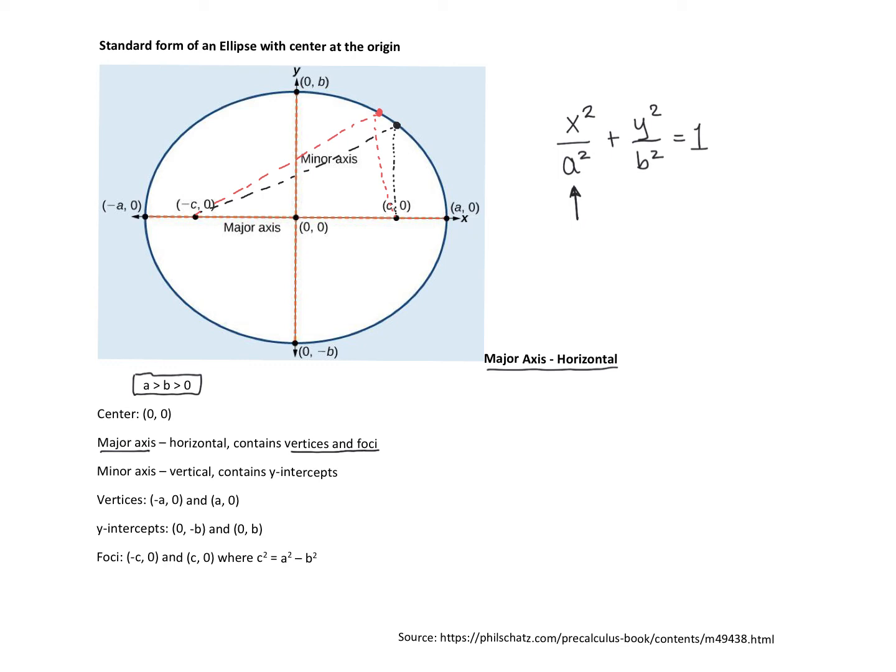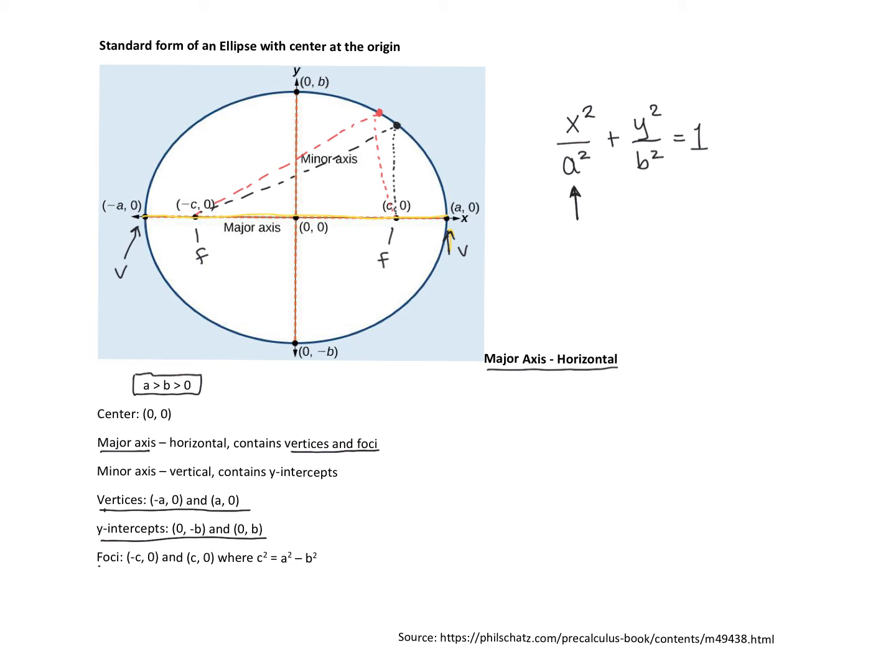So you'll notice up here that on this major axis, we have the vertices. This is a vertex, this is a vertex, and these are foci. So our vertices are minus a, 0 and a, 0. The y-intercepts are the other two. We don't call them vertices, but they're on the other axis.